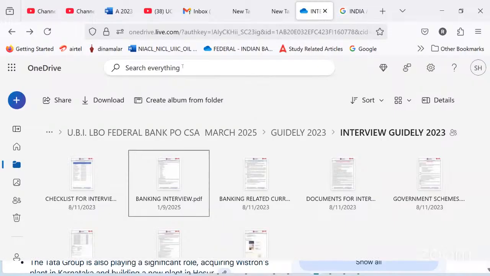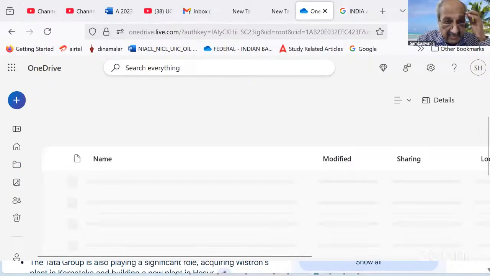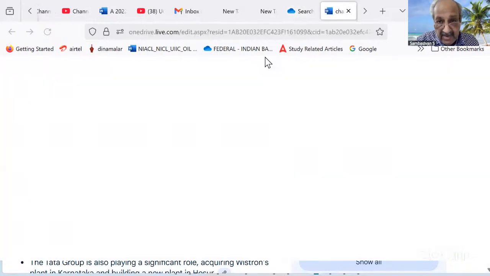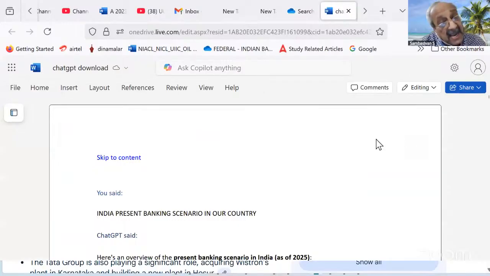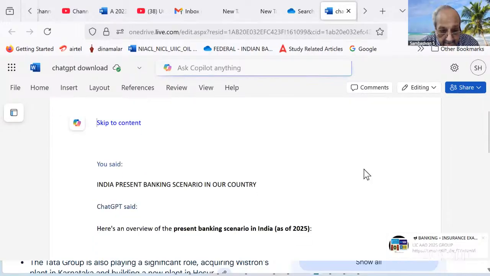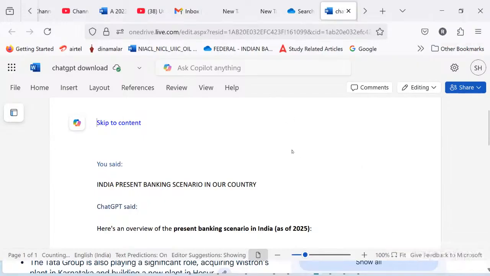Chat GPT download. One minute, I am searching here. In fact, whenever time permits, we can just go. Are you seeing the screen now? Are you seeing now on the screen? Yes, sir.